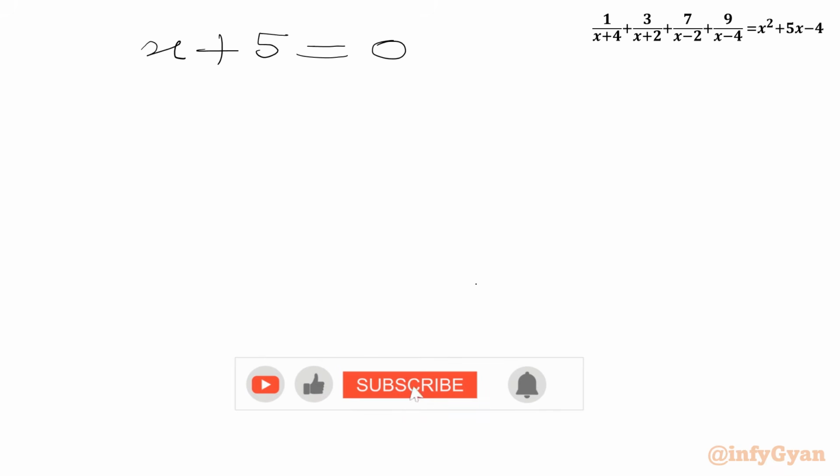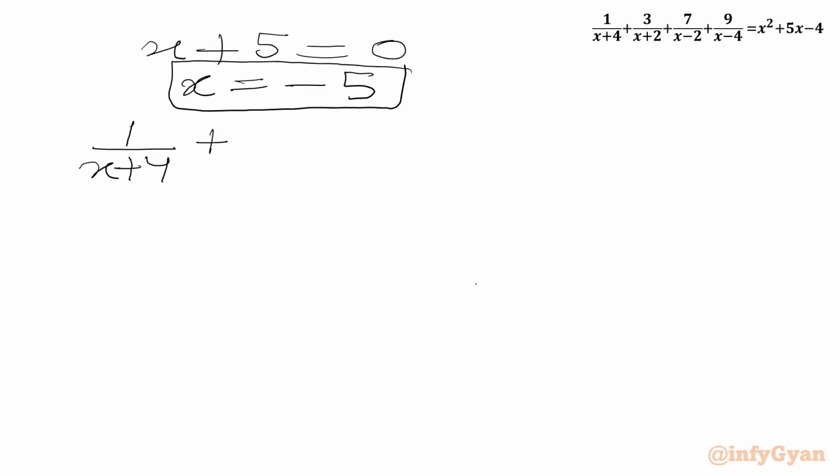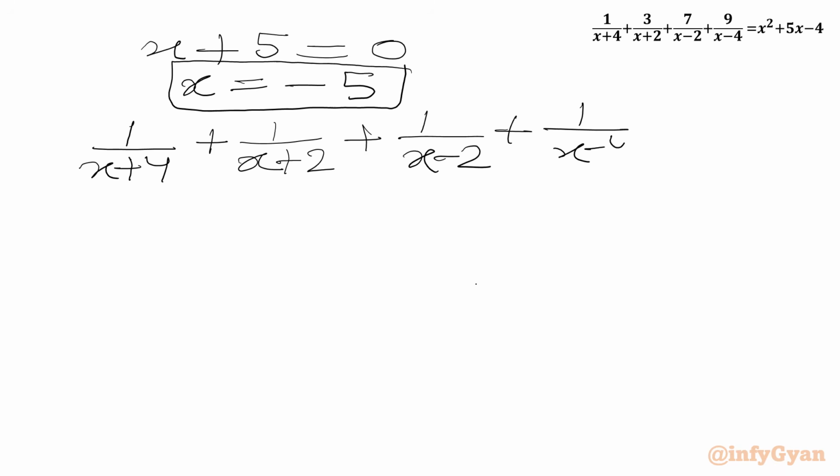Let me write here, if x plus 5 equal to 0, by subtracting 5 from both sides, we will get the first real solution, negative 5. Now we have the second equation: 1 over x plus 4 plus 1 over x plus 2 plus 1 over x minus 2 plus 1 over x minus 4 equal to x.